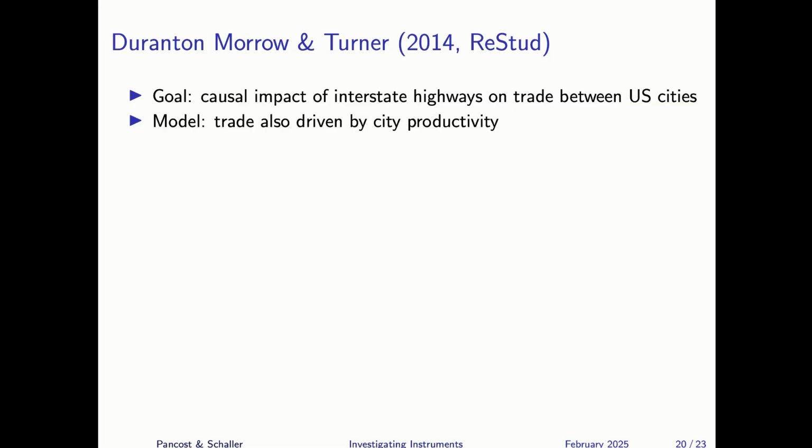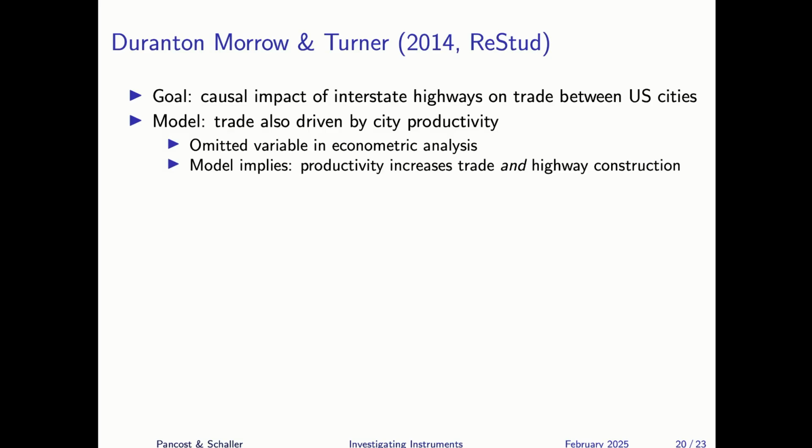They have a very nice model in which city productivity also drives intercity trade. But city productivity is an omitted variable in their empirical analysis. The model implies very clearly what I think makes total sense: if cities are more productive, they're going to trade more. They're also going to build more highways. So the omitted variable bias is positive.